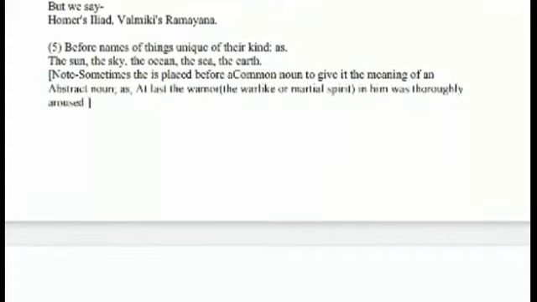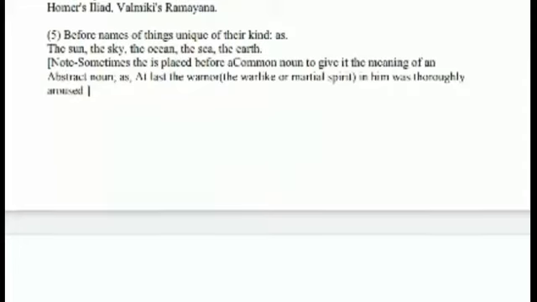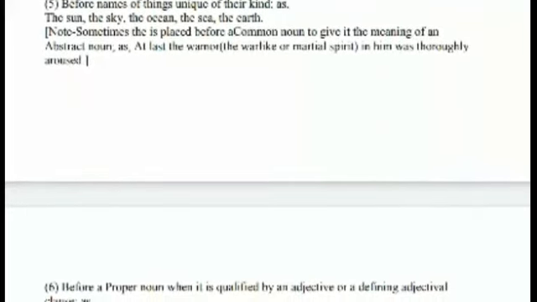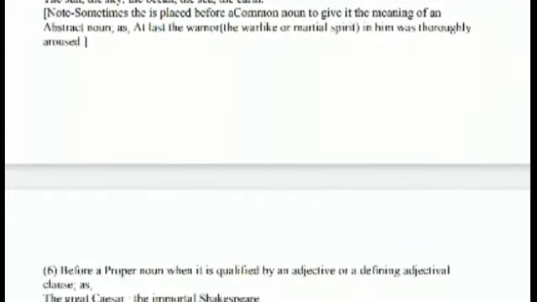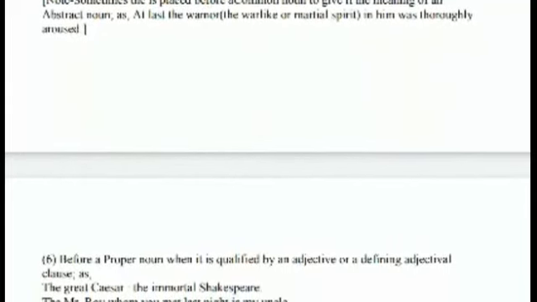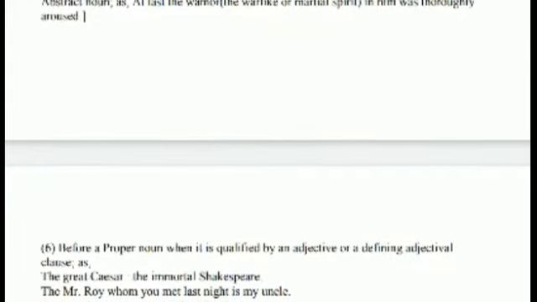Sometimes the is placed before a common noun to give it the meaning of an abstract noun. At last, the warrior in him was thoroughly aroused. Before a proper noun, when it is qualified by an adjective or a defining adjectival clause. This is the sixth rule. The great Caesar, the immortal Shakespeare. The Mr. Roy, whom you met last night, is my uncle.